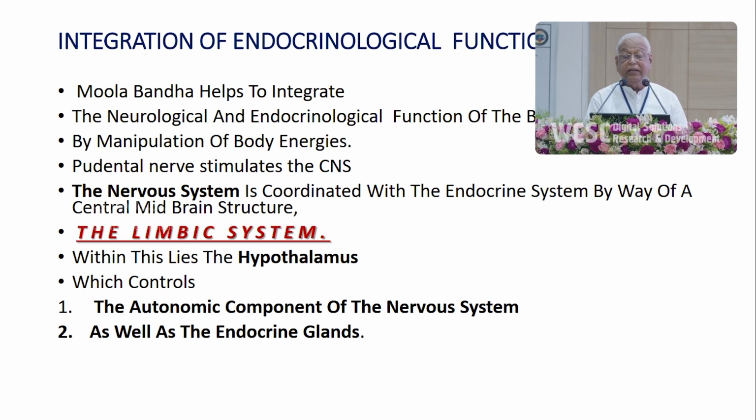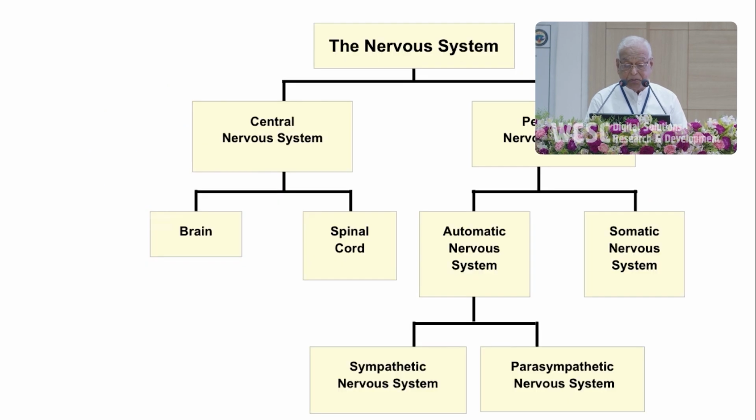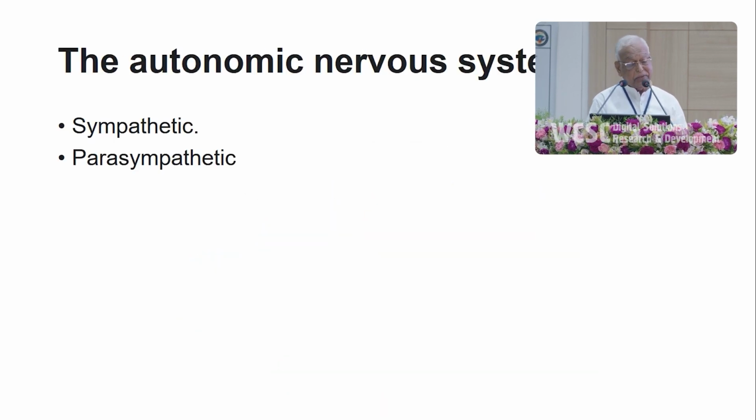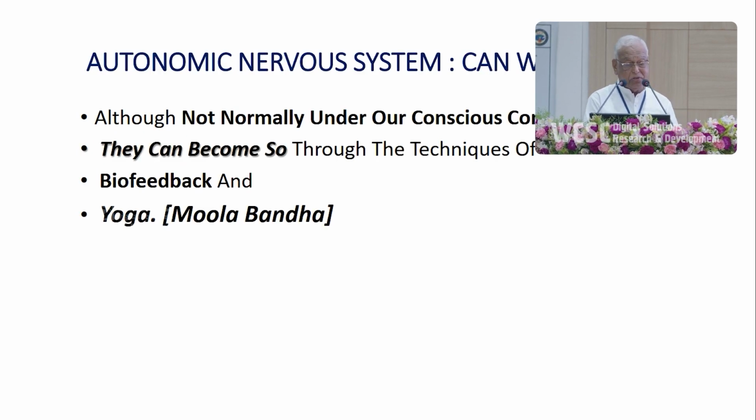Here the nervous system is coordinated with the endocrine system by way of the central midbrain structure, that is the limbic system, and Mulabandha primarily stimulates the pudendal nerve. So let us see. We know the nervous system is divided into the central nervous system and the peripheral nervous system, that is the autonomic nervous system and the somatic nervous system. The autonomic nervous system is sympathetic and parasympathetic. Here we are more concerned about the parasympathetic system.